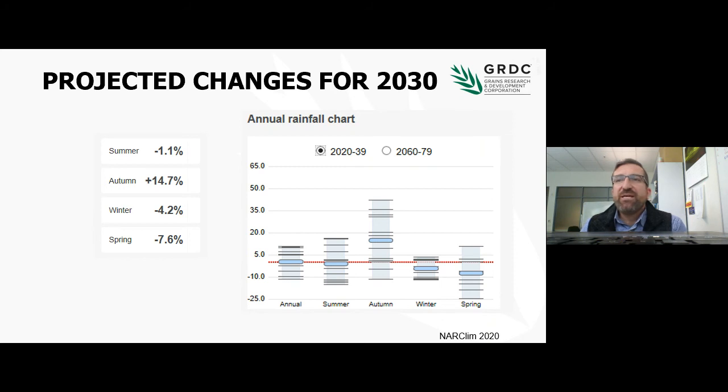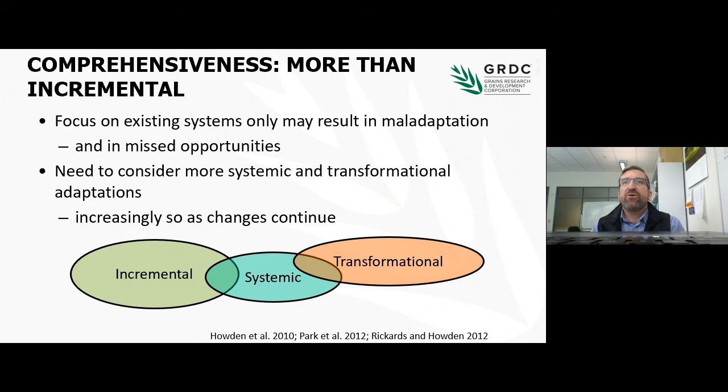So what that really means then is that we should start to think about the adaptation journey that we need in order to provide us some resilience to those future changes. We have, I suppose, been focusing on incremental changes, so small changes to our existing practice. But when we look at the sort of scale of changes that we might expect by 2030 or by 2050, we're going to have to start to think about more systemic or transformational changes.